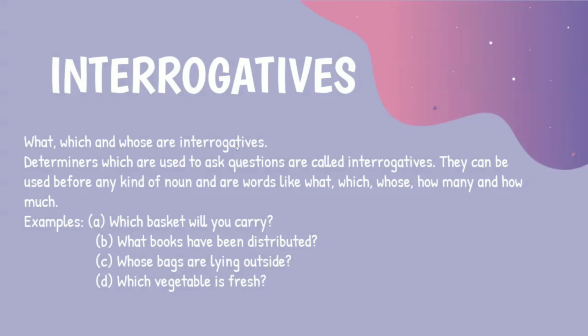Next is interrogatives. What, which and whose are interrogatives. Determiners which are used to ask questions are called interrogatives. They can be used before any kind of noun and are words like what, which, whose, how many and how much. Examples: which basket will you carry, what books have been distributed, whose bags are lying outside, which vegetable is fresh. All of these are interrogative determiners and they are used to ask questions.